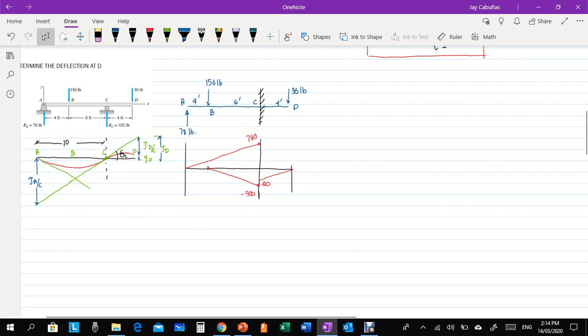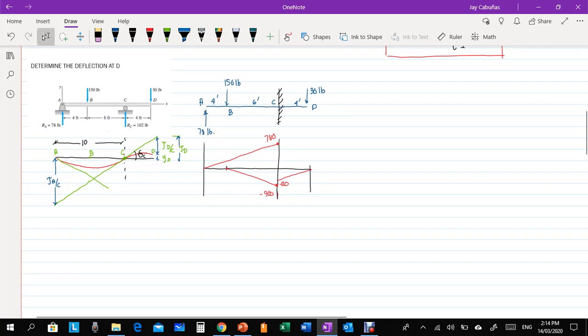Okay, so the question is determine the deflection at D. So where should the deflection of D be, this height? That is our YD. Okay? So in this case, how to formulate an equation? The deflection at D, or the Y deflection at D, is just the deviation at D minus the deviation of D relative to tangent line C. Where is the tangent line C? Here. This is our tangent line at C.